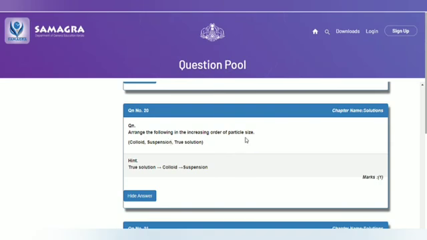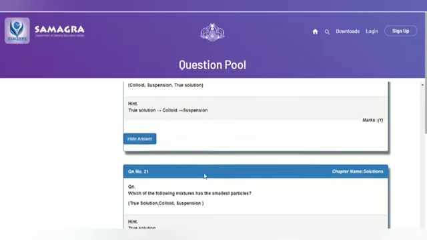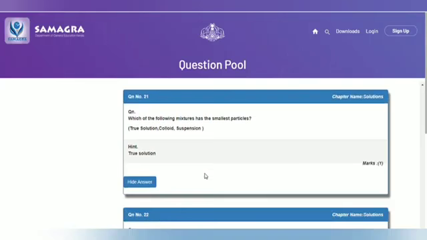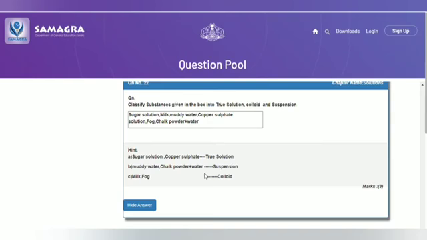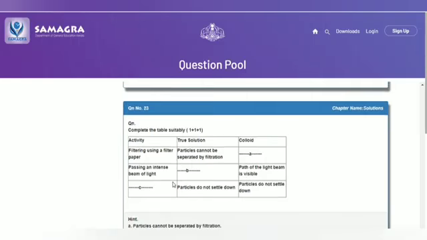Arrange the following in increasing order of particle size: colloid, suspension, true solution. The increasing order is true solution, colloid, suspension. Which of the following mixtures has the smallest particles? True solution. Classify the substances given in the box into solution, colloid and suspension. Sugar solution and copper sulfate are true solutions. Muddy water and chalk powder water are suspensions. Milk and fog are colloids.